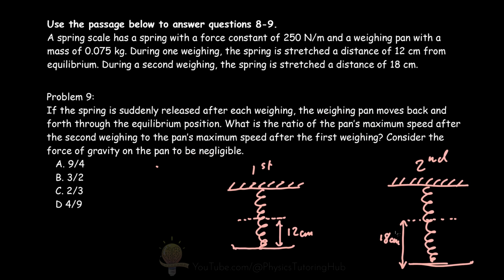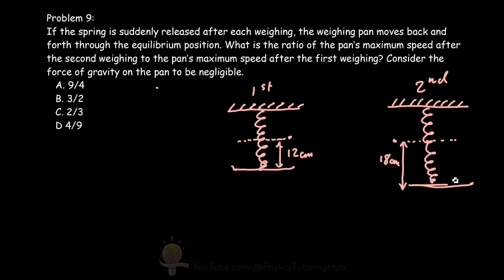So our final question is asking us, if the spring is suddenly released after each weighing, the weighing pan moves back and forth through the equilibrium position, this position here. What is the ratio of the pan's maximum speed after the second weighing to the pan's maximum speed after the first weighing? Consider the force of gravity on the pan to be negligible.